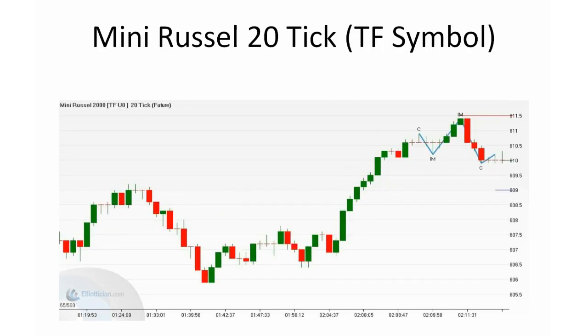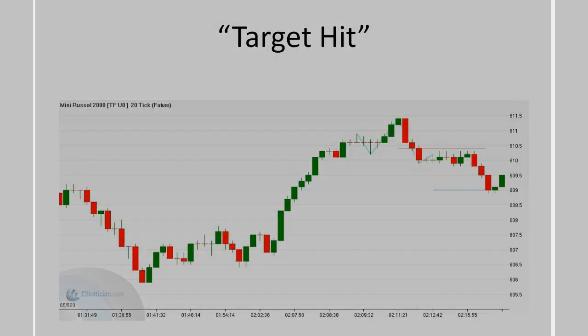And here's another one in a very, very short time frame, the mini Russell 20 tick. Again, you have a huge move up, followed by a sideways correction, dead sideways, then a nice fast move up, a very fast move down, and sideways again, sharing a little bit of price point territory in these 2 ticks right here. We took this trade and it went right to its target.